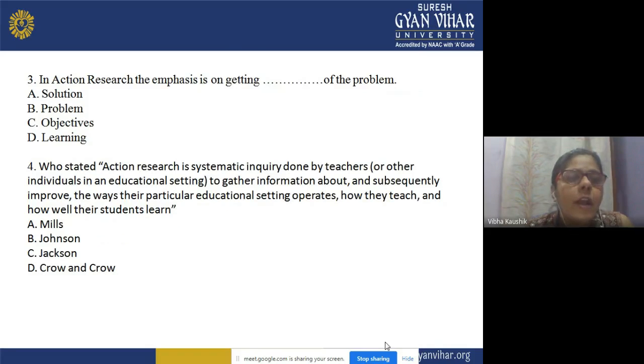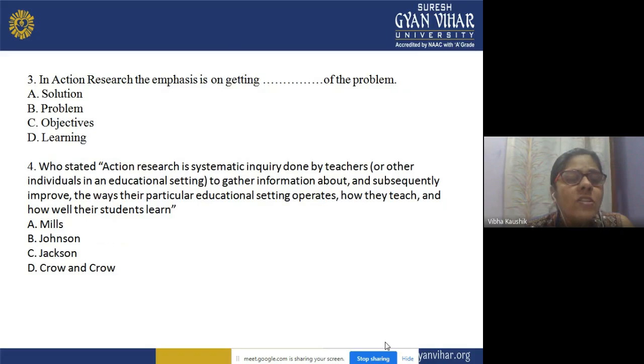Now the third one: in action research, the emphasis is on getting dash of the problem. A, solution, B, problem, C, objectives, D, learning. So action research emphasizes getting the solution of the problem. So A will be the correct answer.